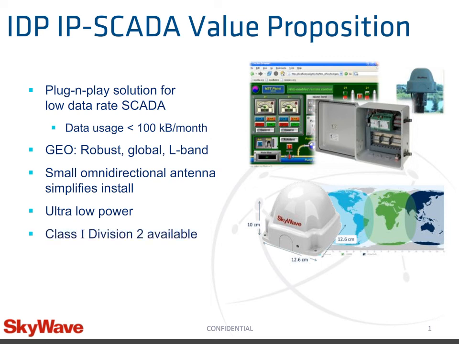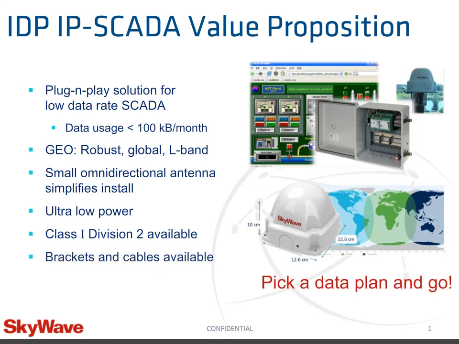Skywave also has available a Class 1 Division 2 Group A/B/C/D terminal variant suitable for safe operation in certain hazardous environments. Finally, we have simple bracket and cable accessories available from Skywave to quickly assemble installation kits for deploying to the field.